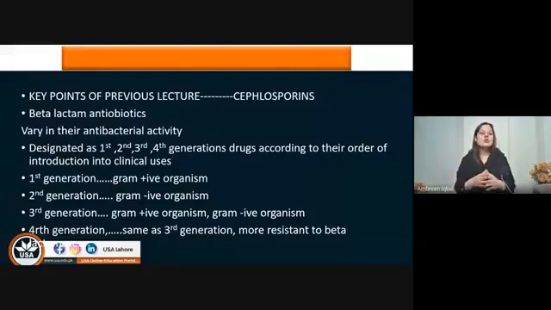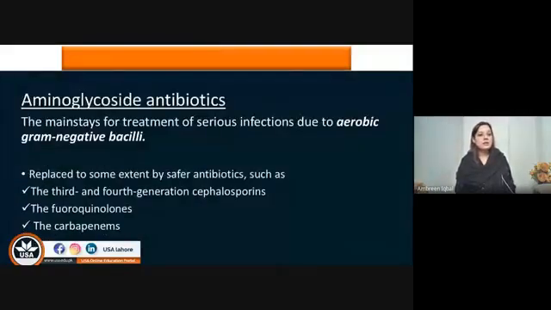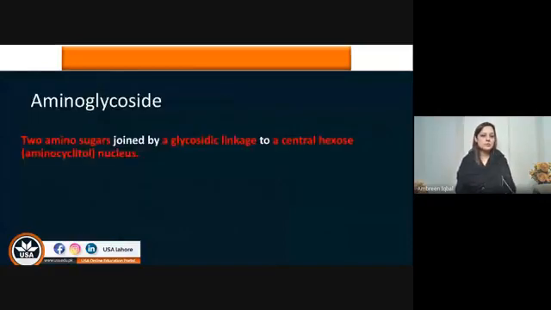Fine. So moving towards today's lecture, in which we are going to start with the aminoglycosides. Aminoglycosides are considered the mainstays for the treatment of serious infections, like aerobic gram-negative bacilli. They have been replaced to some extent by safer antibiotics such as the third and fourth generation cephalosporins. In certain conditions they are replaced by fluoroquinolones and carbapenems. So the third and fourth generation cephalosporins are used over aminoglycosides.